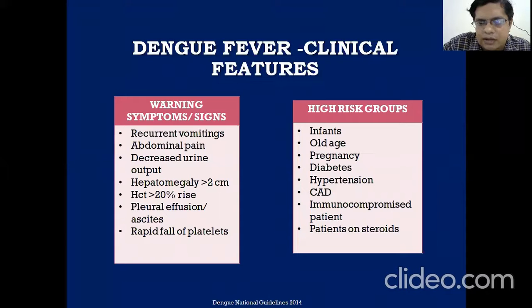Certain high risk groups are more prone to severe disease, like infants, old age people, pregnant patients, and patients with diabetes, hypertension, coronary artery disease, those on immunosuppressive drugs or steroids. They are more prone to have dengue hemorrhagic fever or dengue shock syndrome.